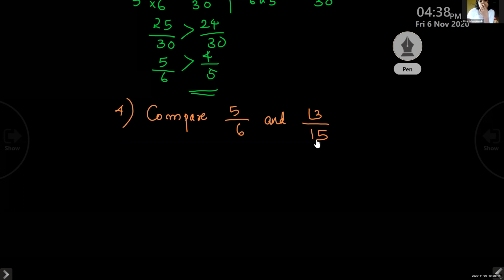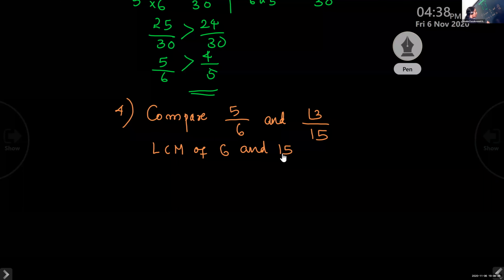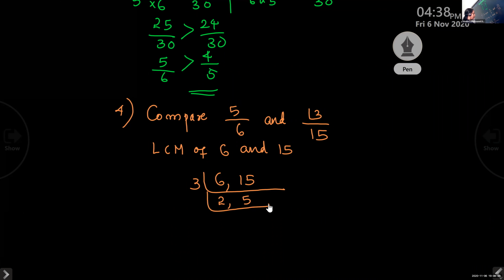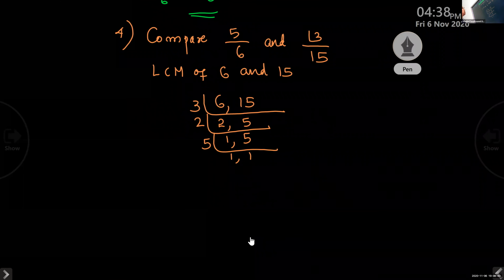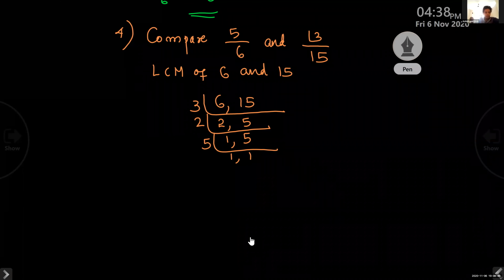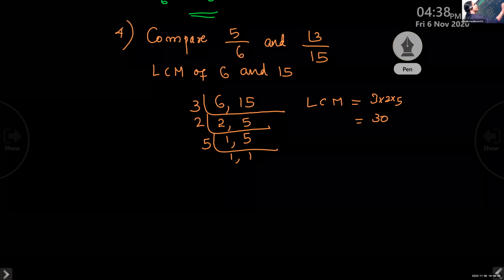13 by 15 is greater. Yes. LCM of 6 and 15: this you have to work out because common factors are there. Properly you should find the LCM. We can divide by 3, then 2 and 5. If we do it first with the 2, that is also correct. No problem. Did you get the same value? Yes, ma'am. The LCM is 3 into 2 into 5, so it is 30.